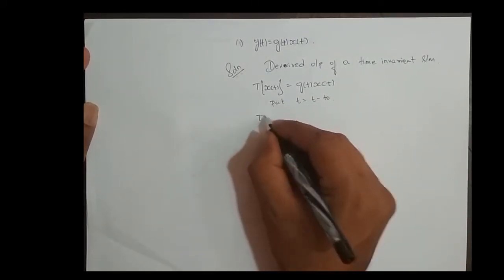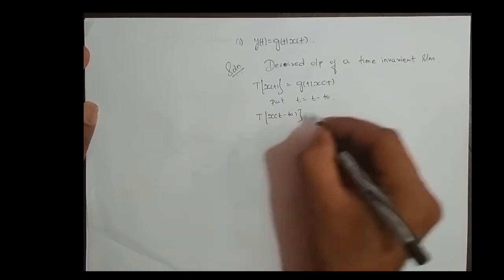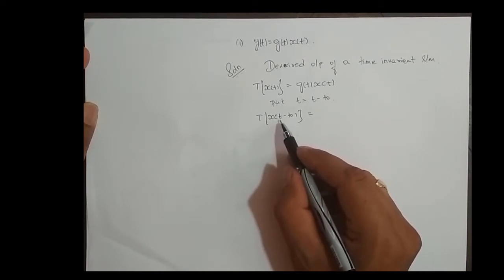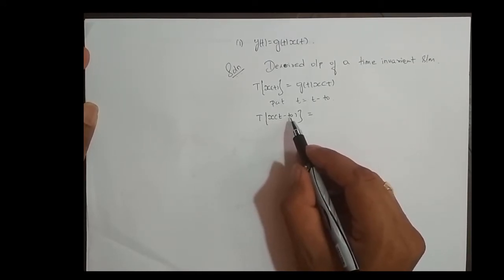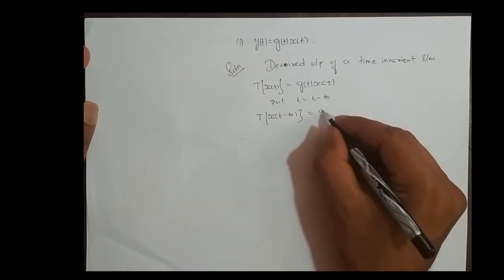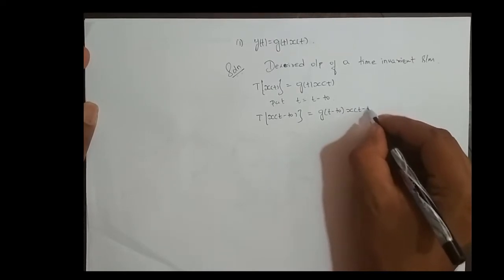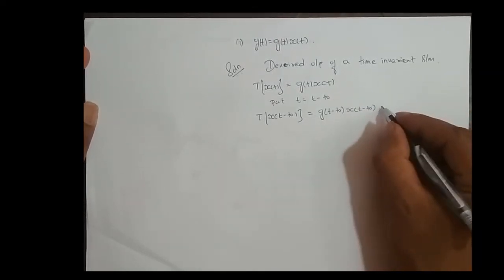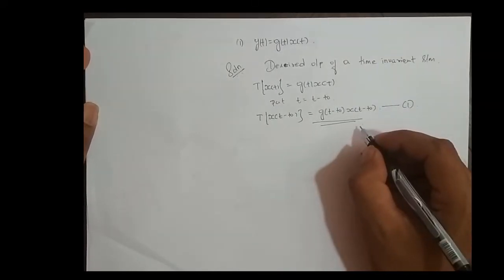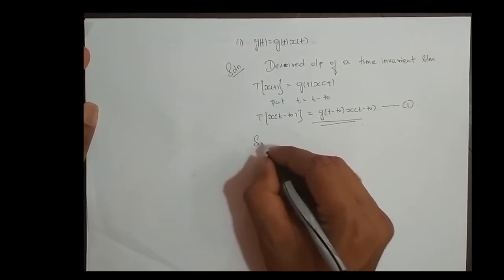So therefore, transformation of x of t minus t naught is equal to, what does it mean? I'm shifting the input signal x of t right t naught times. Okay, so x of t minus t naught gives g of t minus t naught into x of t minus t naught. So this is actually the desired output of a time invariant system. Now we get the system output.